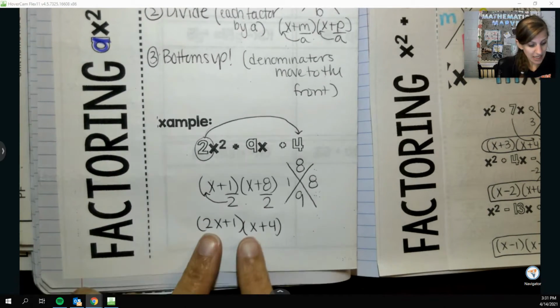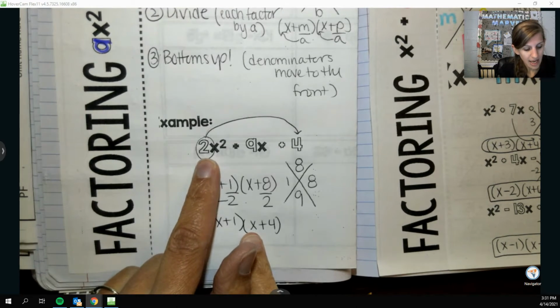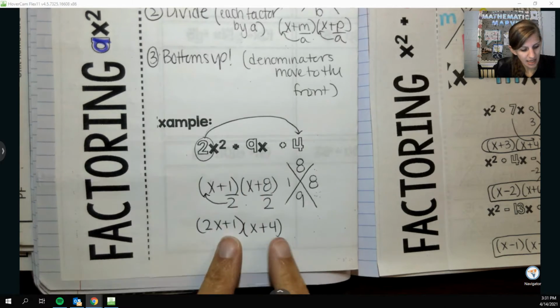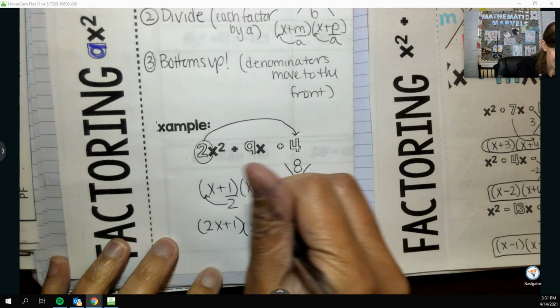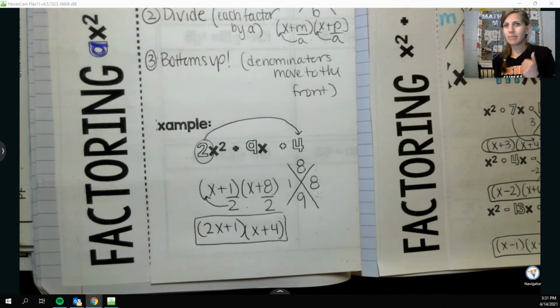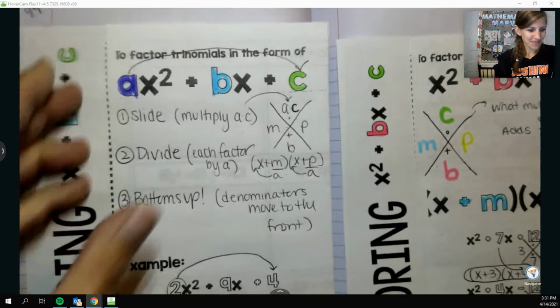Now this will still work because when I do 2x times x, I get 2x squared. Then I have 8x and 1x for 9x, and 4 times 1 is 4. It's so fun. So you just remember slide, divide, bottoms up, and you're good to go. So we're going to try a whole bunch more now.